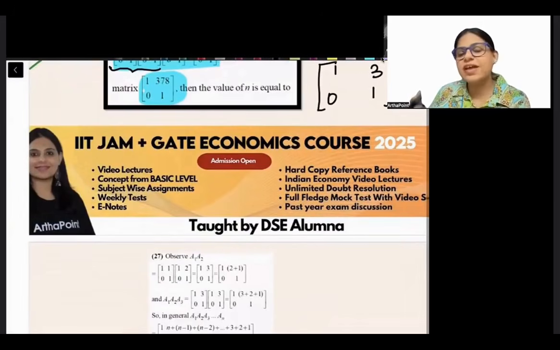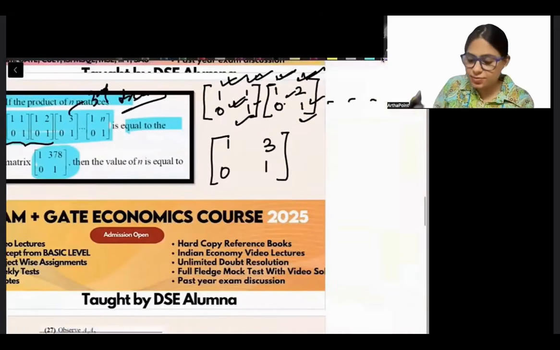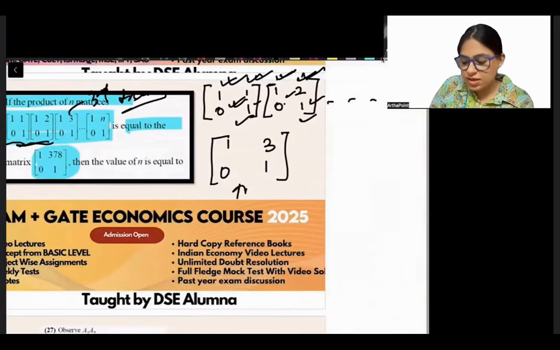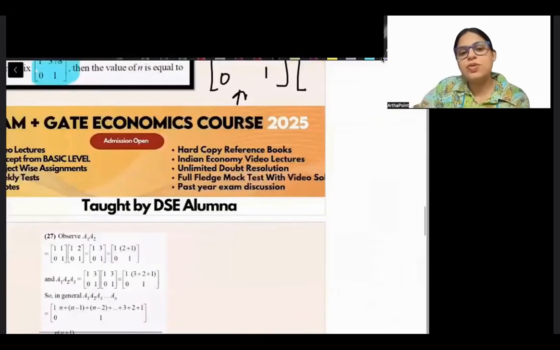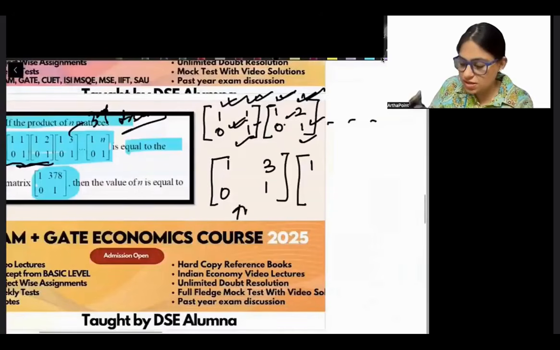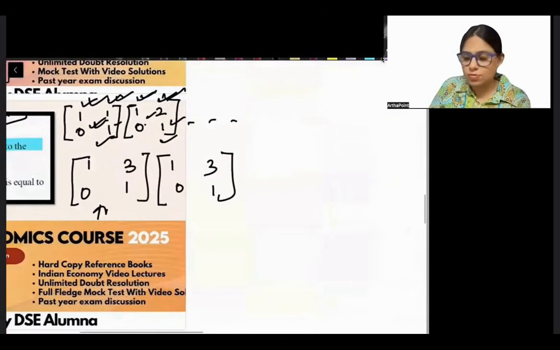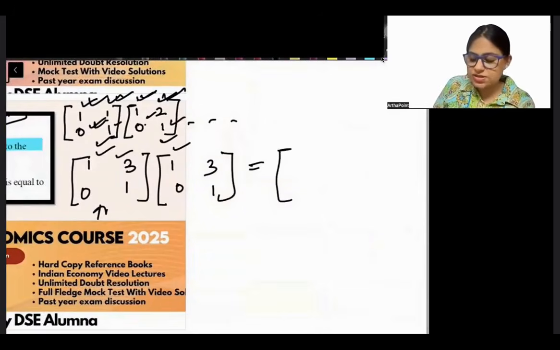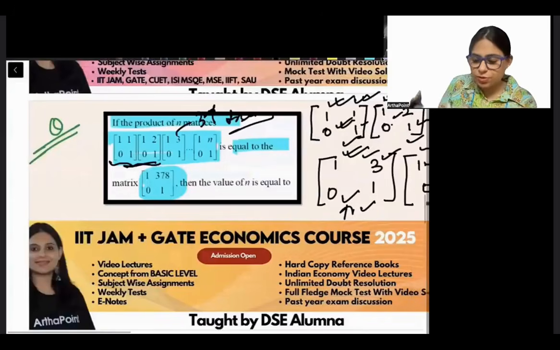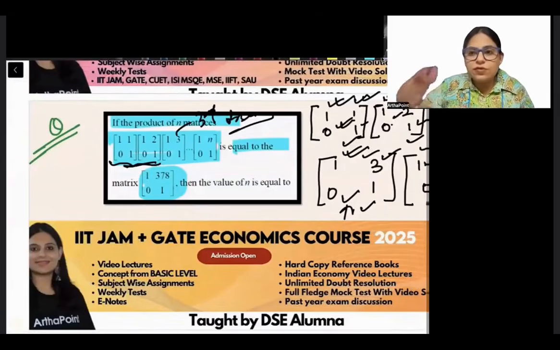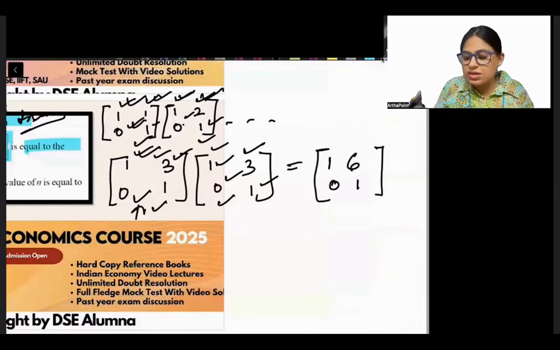But there is something very interesting happening. If I find the product of first two, I've got this. If I just go ahead and multiply this with the third observation, I will get this as 1 into 1 plus 3 into 0, 1. 1 into 3 plus 3 into 3, 6. 0 into 1 plus 1 into 0, 0 and 1. So when I find the product of first two observation, I am getting this third observation. And if you look into this third observation, it is 1, 3, 0, 1.